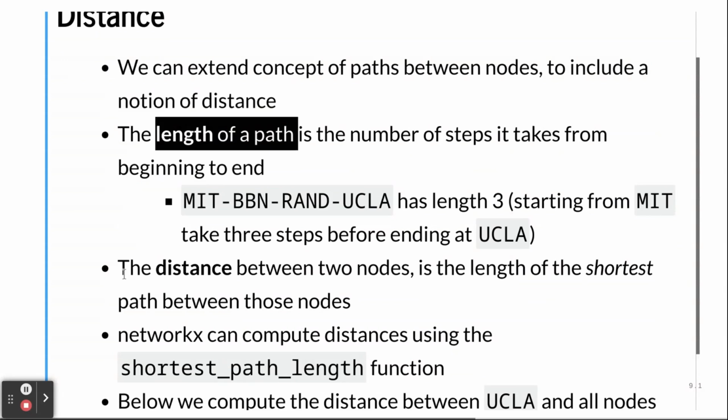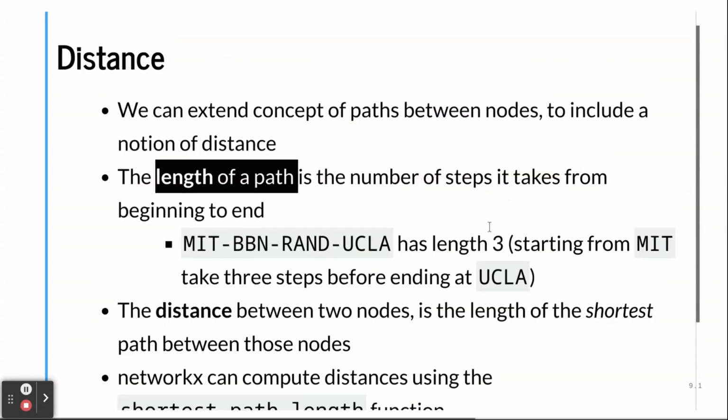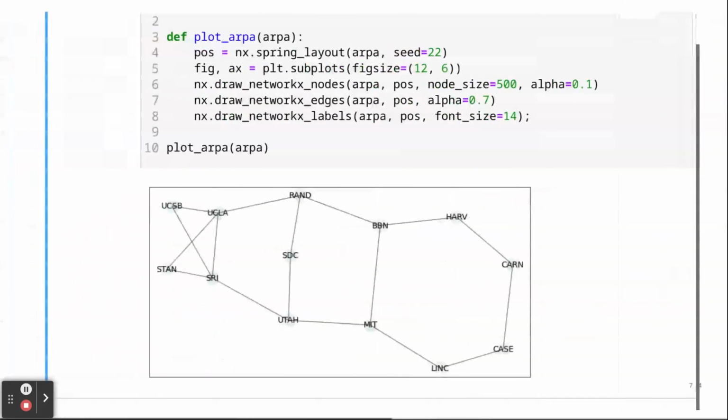Now, the distance between any two nodes in our network is the length of the shortest path between those nodes. So, for example, with ARPA, you could consider paths between MIT and UCLA, where one might be UCLA, RAND, BBN, MIT, where we traverse 3 edges. Or you can consider another one that goes UCSB, SRI, Utah, SDC, RAND, BBN, MIT. And in this case, there would be 1, 2, 3, 4, 5, 6 edges that connect UCLA to MIT.